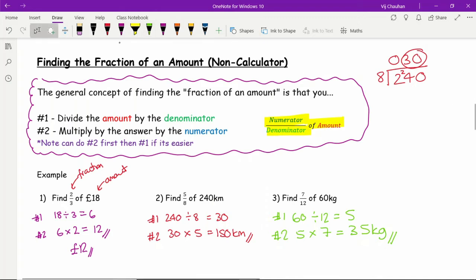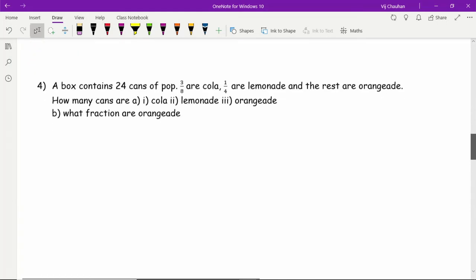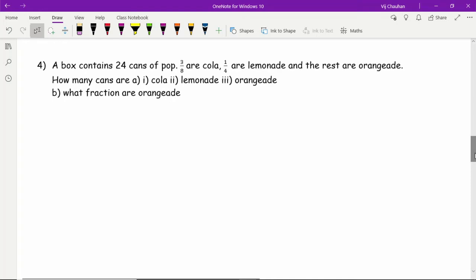So moving on to another type of question. Here we've got a worded question. When you've got worded problems, one, they're usually at a higher level, but two, it involves you breaking down the question to make it easier for you to do. So question 4 says a box contains 24 cans of pop, 3/8 are cola, 1/4 are lemonade, and the rest are orangeade. The question is asking, for part A, how many cans are cola, lemonade, and orangeade. So let's have a look at question A first.